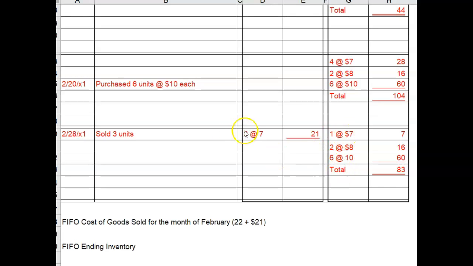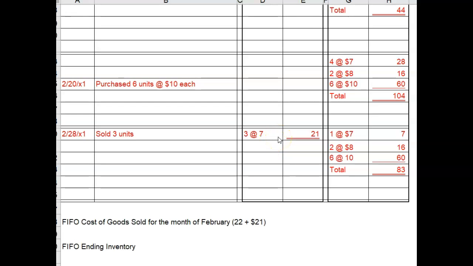And our inventory after this sale then, we used the cost of 3 items in this layer. It leaves the cost of just 1 item left for $7. And then neither of these layers were touched. So 2 at $8 is $16, and 6 at $10 is $60, leaves $83 of ending inventory and goods available for sale after the February 28th sale.